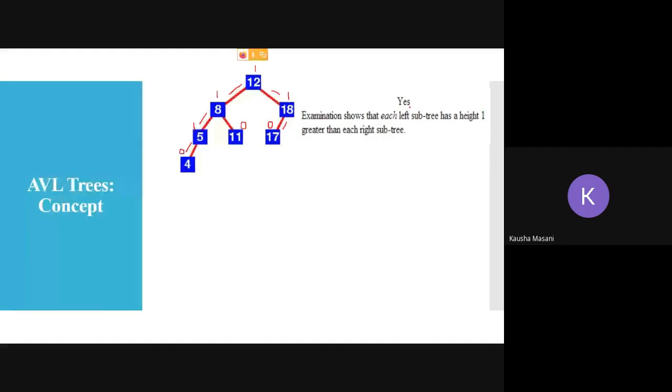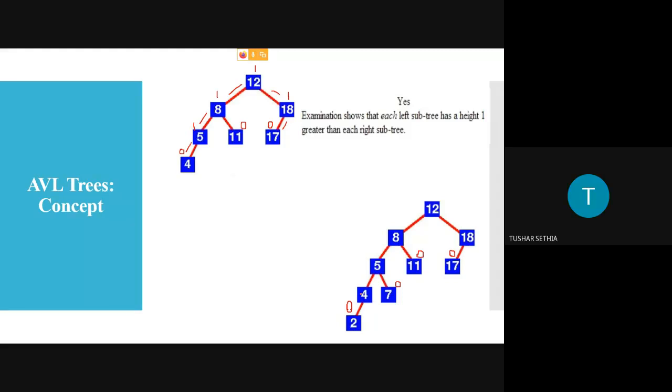Now tell me about this tree. Can you tell that it is an AVL tree? Start calculating the balance factor. At 2, it is going to be 0. At 11, it is going to be 0. Identify all your leaf nodes first and calculate balance factor at each of them. This 7 is also going to be 0. Now go and calculate at 4. It won't be an AVL tree. It will cross 1.